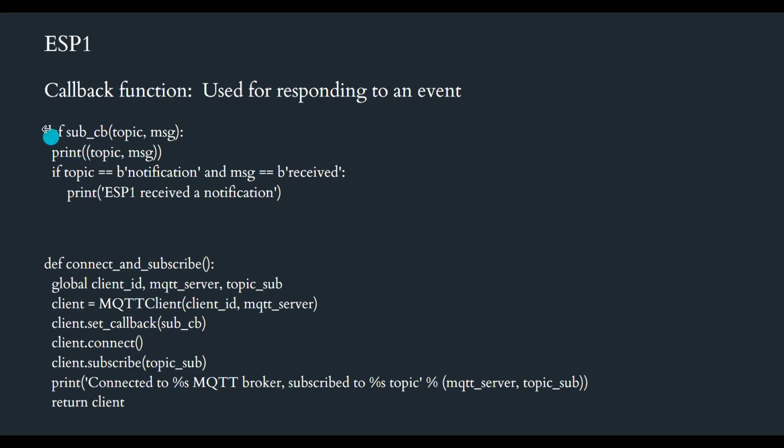And then we have some functions that we need to define in our code. We define a function called sub, the callback function. This function we call sub underscore CB.